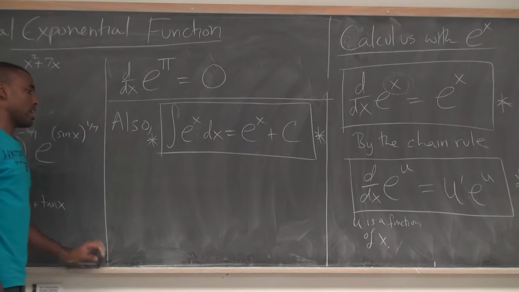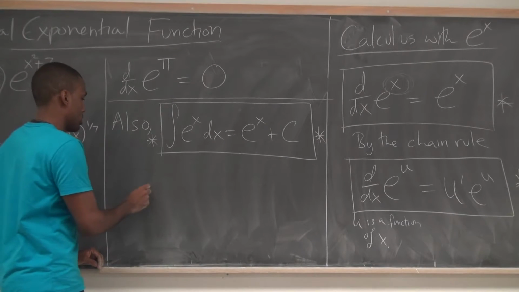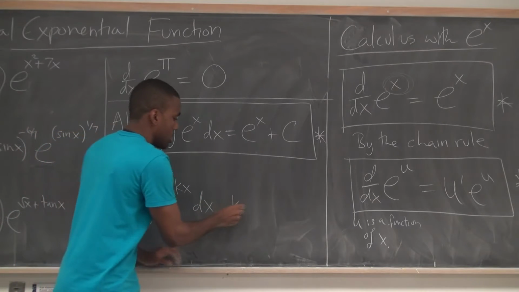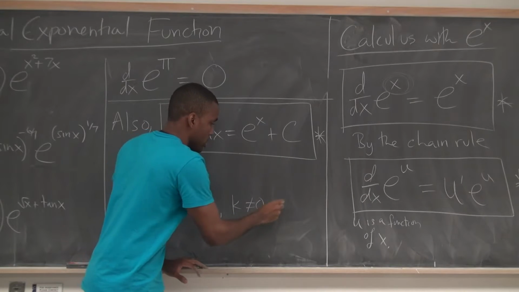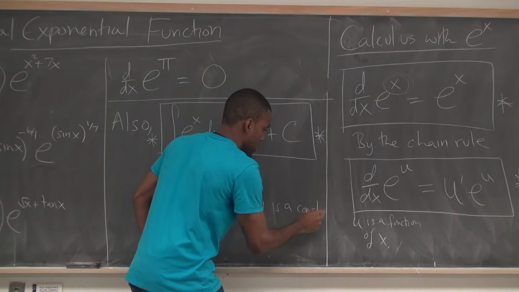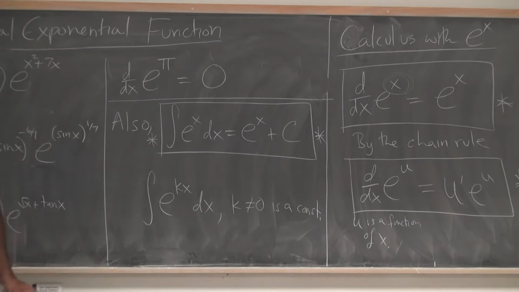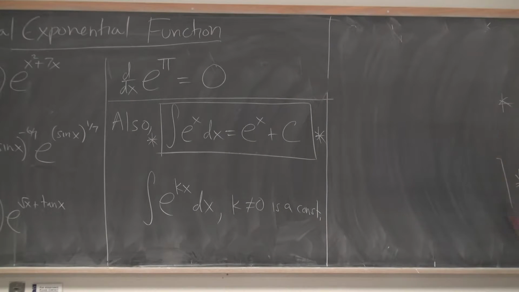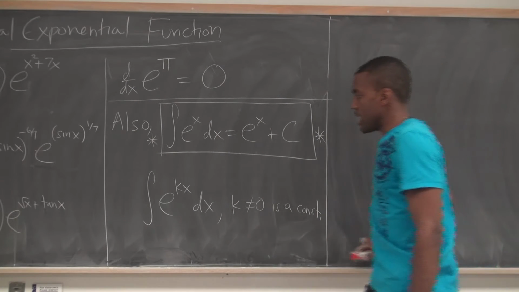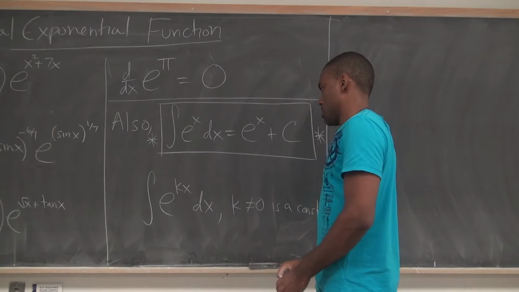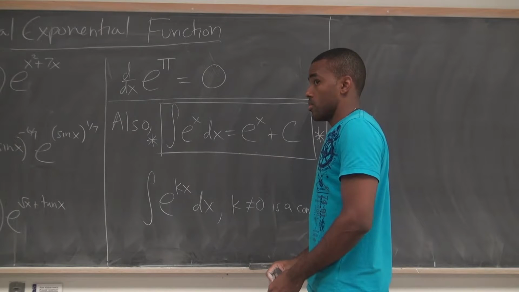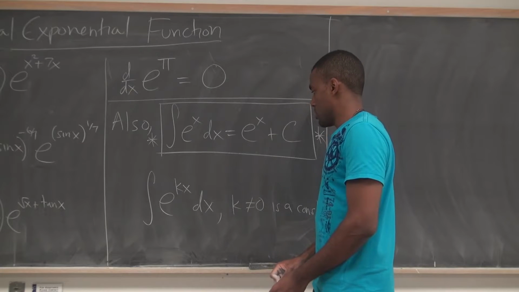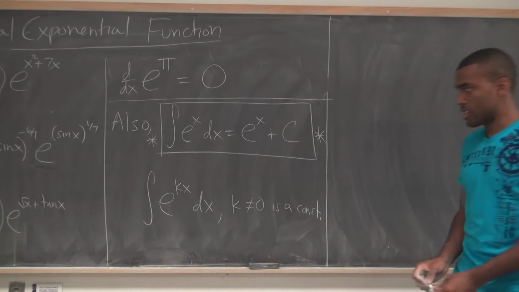So what if I tried to ask you something like the integral of e to the kx dx, where k, not equal to 0, is a constant? Give me a formula for it. Is it e to the kx plus c? One over k e to the kx? Is it k times e to the kx? Nope. It's 1 over k e to the kx plus c.